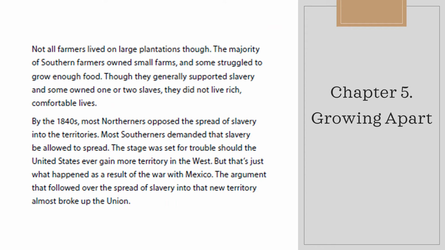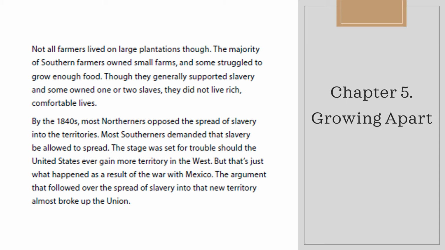Not all farmers lived on large plantations, though. The majority of Southern farmers owned small farms, and some struggled to grow enough food. Though they generally supported slavery, and some owned 1 or 2 slaves, they did not live rich, comfortable lives.